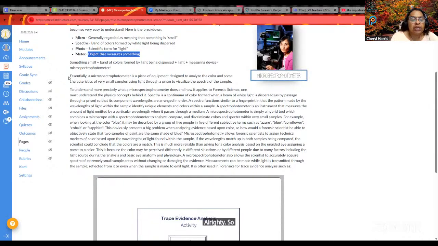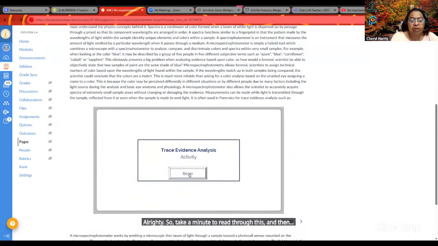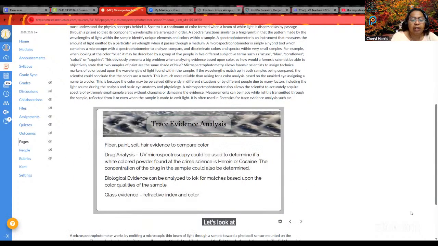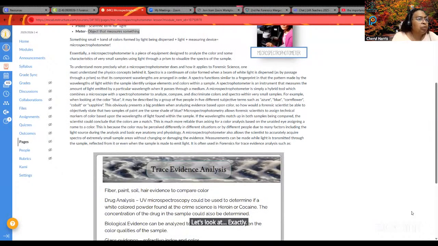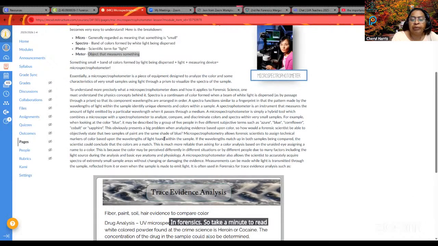So take a minute to read through this, and then let's look at exactly, like I said, the whole point was to get to how we are using this in forensics. So take a minute to read this paragraph. I'm not going to read it to you.